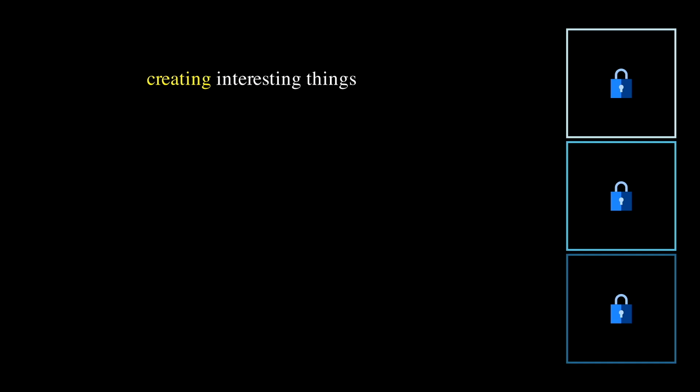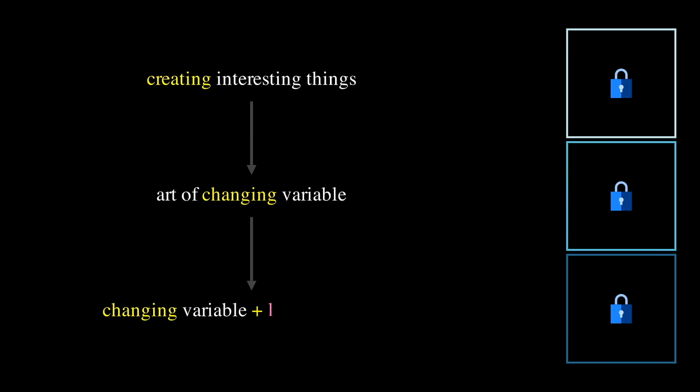Looking back at our journey so far, we attempted to define the word programming. In Chapter 0, we said programming is creating interesting things. In Chapter 2, we said programming is the art of changing variables. Today, the definition is more refined. Programming is the art of changing variables in the midst of running a for loop with conditional statement.